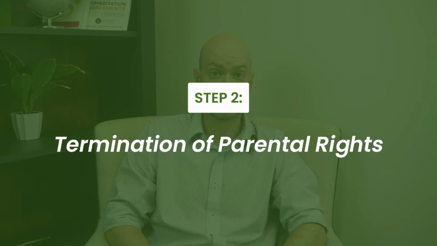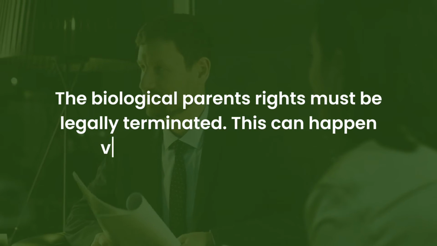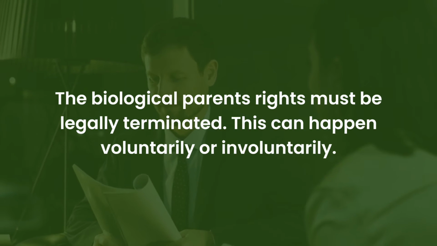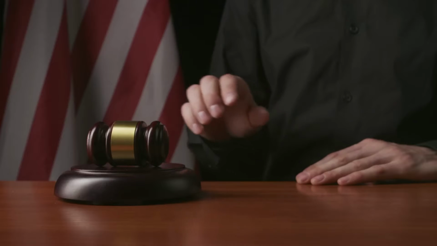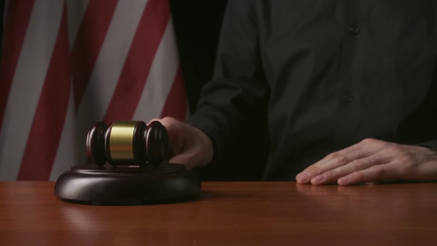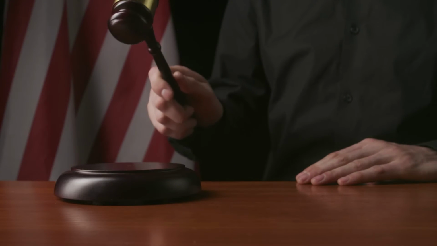Step 2. Termination of parental rights. Before any adoption can move forward, the biological parent's rights must be legally terminated. This can happen voluntarily or involuntarily. If both parents have already lost or given up rights, you'll move straight into the adoption phase. But if only one parent has terminated their rights, legal steps must be taken to address the other parent.